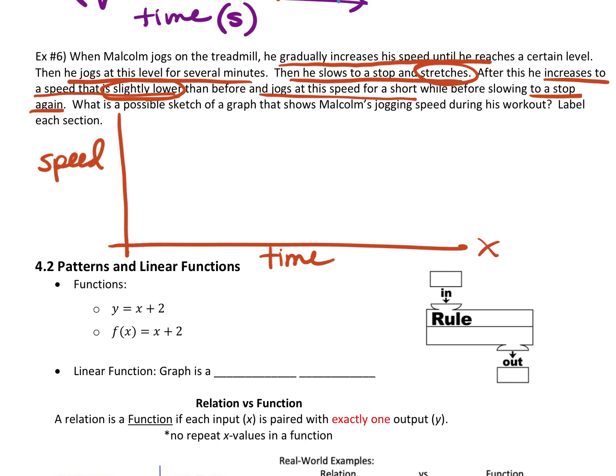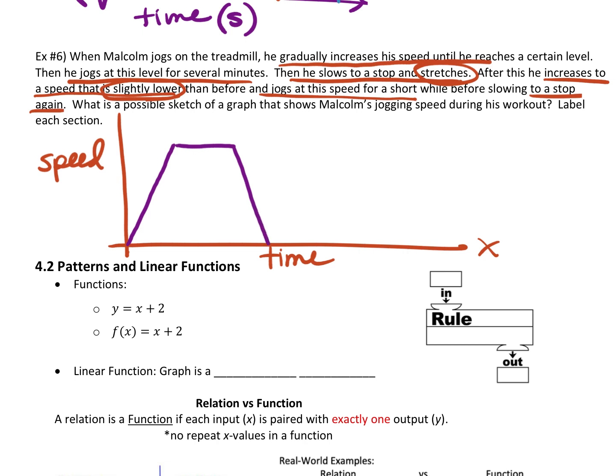All right. What speed is Malcolm going to start from? 0, right? He's not running yet. So he's going to get on the treadmill and he's going to increase his speed. Okay. What happens when he's just met the speed that he's going to run at? It's steady, a steady speed for some amount of time. Doesn't say how much, right? Then he's going to decrease his speed.